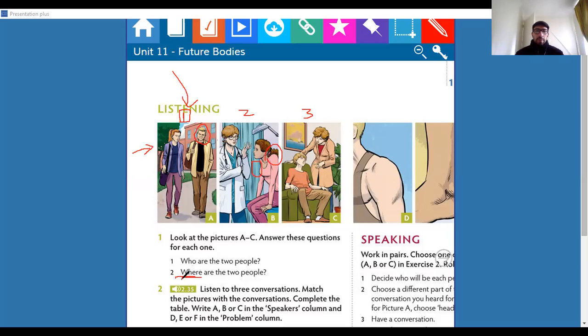Okay, Martina. Where, in what place? Are they in the stadium, the supermarket, the school, the house, the hospital, whatever? Where? The school. You think this is the school? Okay, maybe. Maybe they are in the nursery at the school. Okay, makes sense. And let me ask another person.